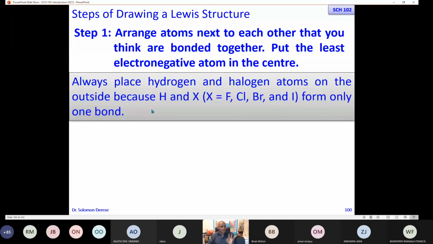The reason why we are doing that is because hydrogen and the halogens form only 1 bond. So you cannot put them in the middle. They must be on the outside. For example, if you are to draw the Lewis structure of the simplest organic molecule, methane, CH4, we have 4 hydrogens and 1 carbon. These 4 hydrogens must be on the outside with the carbon in the middle. So this is how they should be arranged.